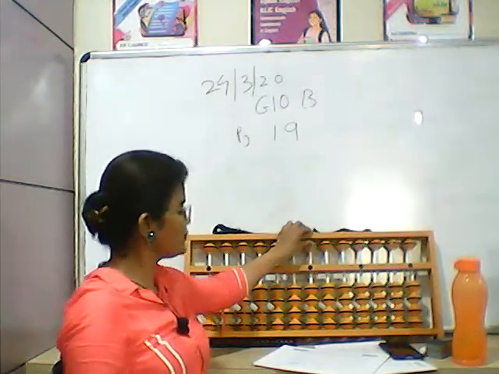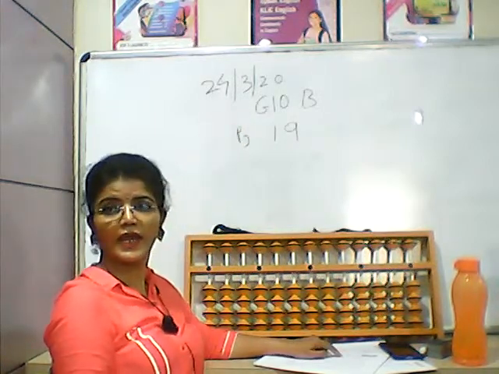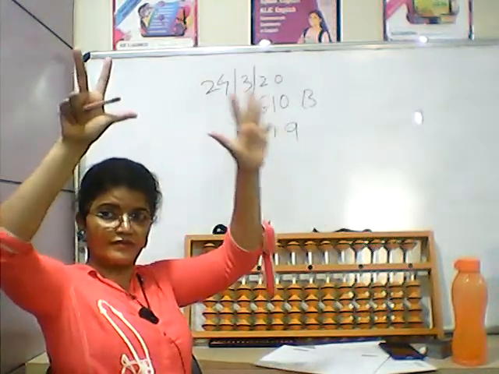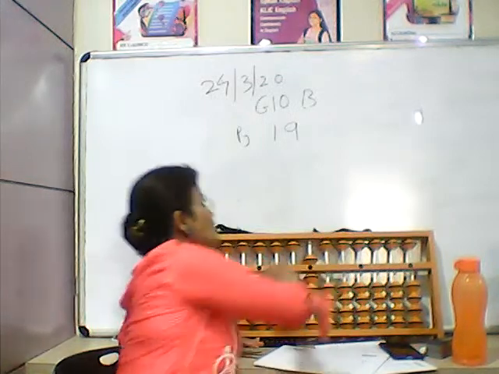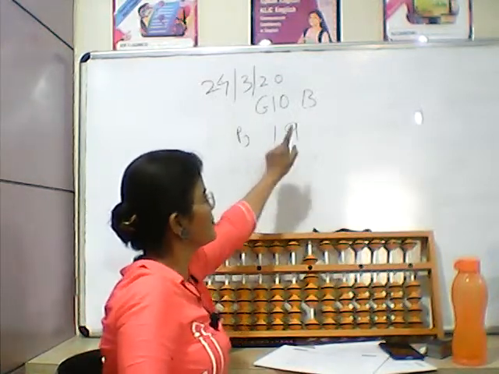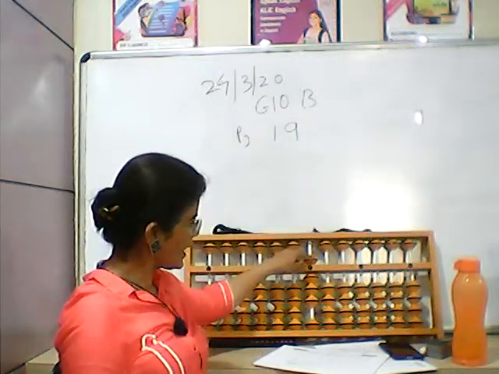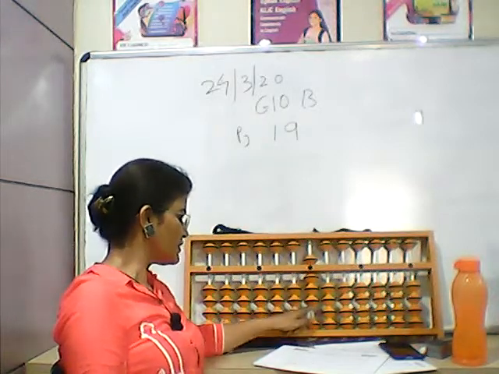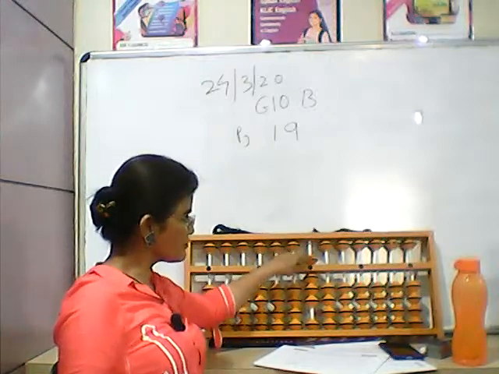Sum number 2. 8, 5 and 3, close action. Page number 19, sum number 2. 8, 5 and 3, close action. 5. Can you press 5?